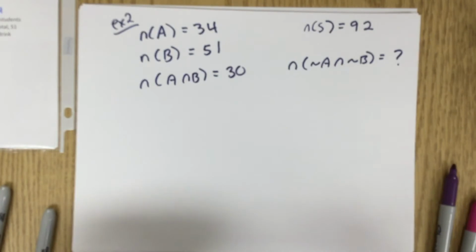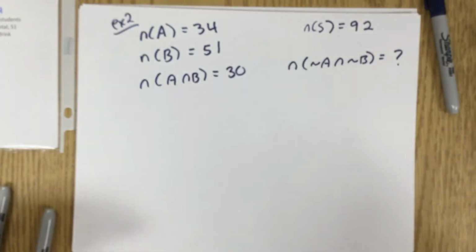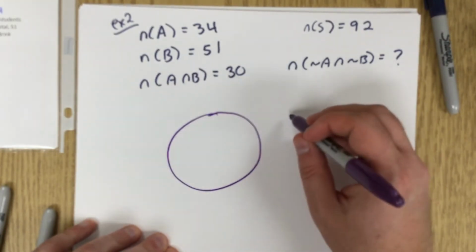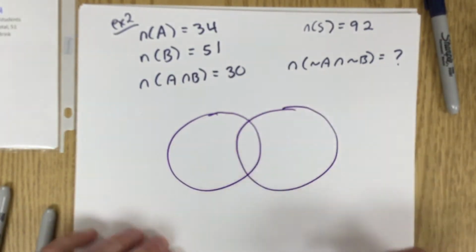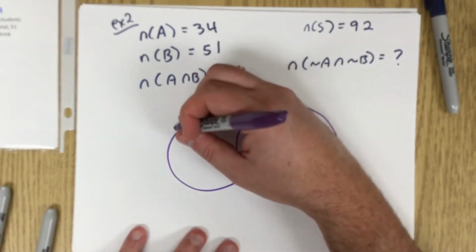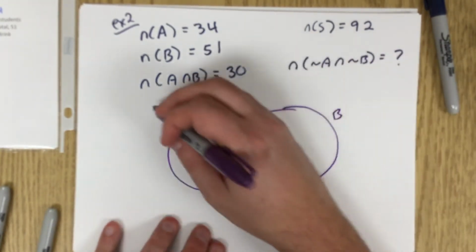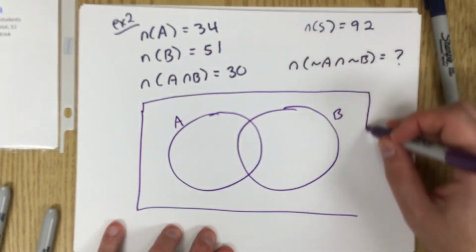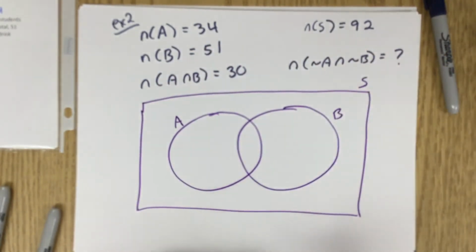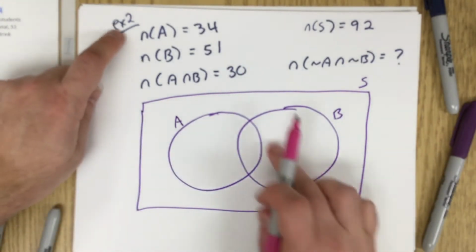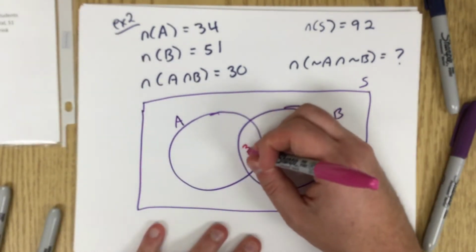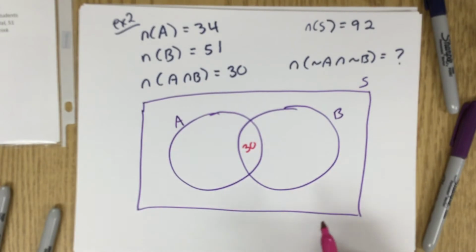Okay, so we're going to draw our Venn diagram here. So that's A, that's B. We're definitely going to need an S here, actually. So there's our Venn diagram. So what numbers can we put on? The 34 is both of these, that's not going to work. The 51 is both of these, that's not going to work. Okay, so this one is 30.